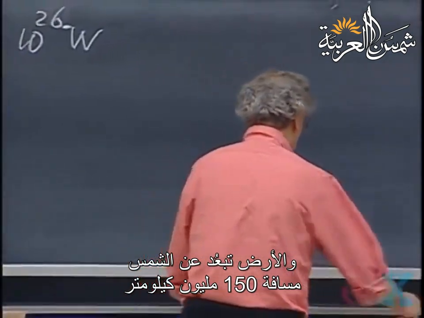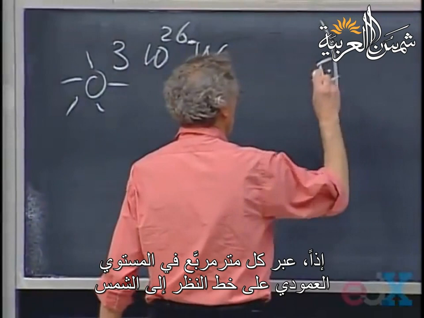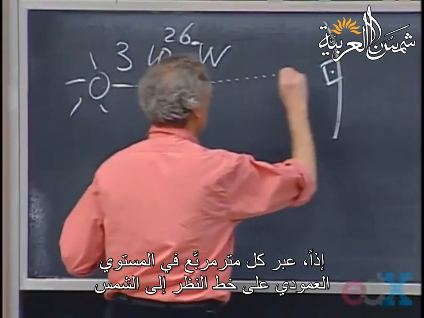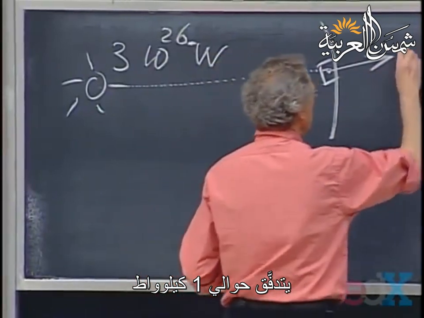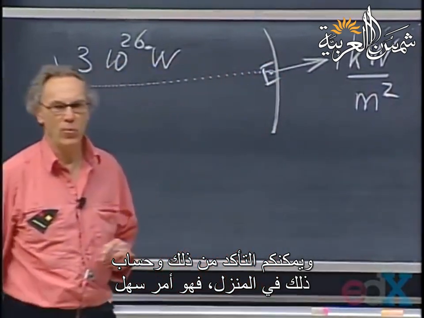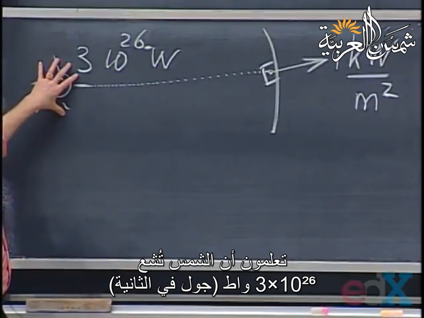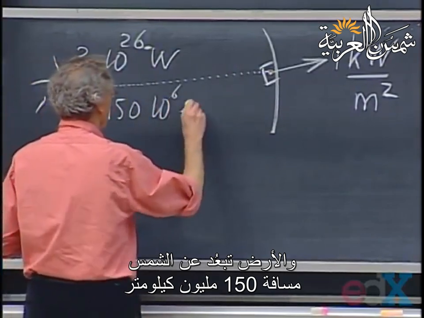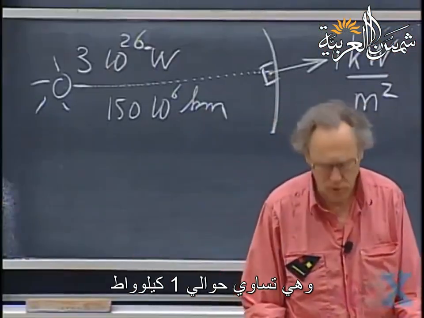And we are at a distance of 150 million kilometers, here somewhere on Earth, and therefore, through every square meter in the direction perpendicular to the line of sight to the sun, there is about 1 kilowatt flowing, 1 kilowatt per square meter. And you can calculate that at home to verify that. That's an easy calculation. You know that it is 3 times 10 to the 6 joules per second. And if the distance is 150 million kilometers, you can calculate how much of that power flows through 1 square meter. And that's very close to 1 kilowatt.